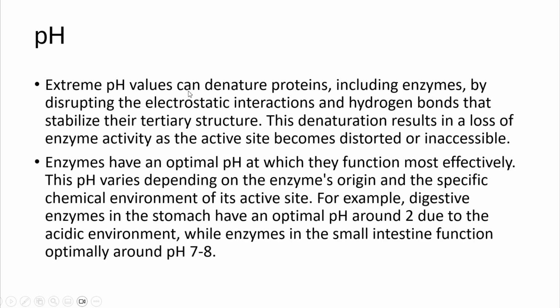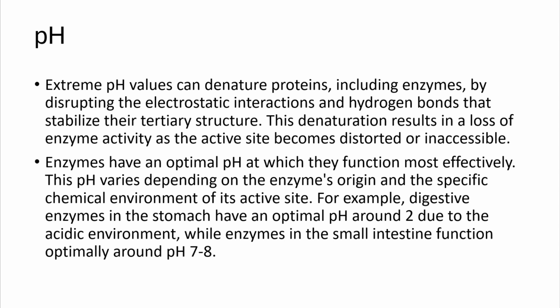pH. Extreme pH values can denature proteins, yeah, including enzymes, by disrupting the electrostatic interactions and hydrogen bonds that stabilize their tertiary structure. That tertiary structure is held together by electrostatic interactions like C=O, O-H, delta positive, delta negative, electronegativity, and the hydrogen bonds. Obviously that's going to break down, which is going to cause a loss of enzyme activity, yeah, as the site becomes distorted or inaccessible. Enzymes have an optimal pH at which they function most effectively.